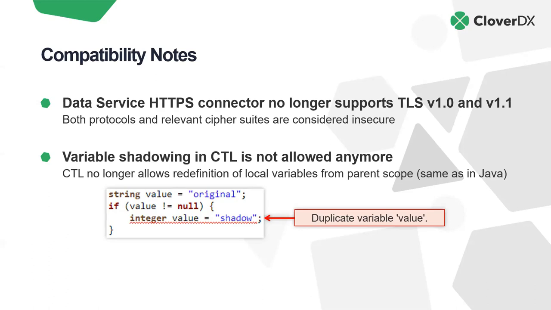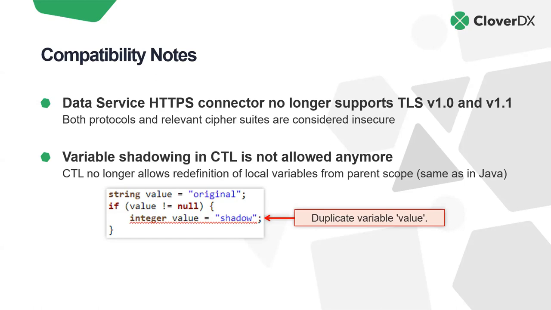Another change in CTL is that we now disallow variable shadowing. This is what you can see over here on the screenshot. Previously, this was valid code where you could create a variable called value in an inner scope, for example, in a function, in a loop, or in a condition, and kind of hide the value that was there before. This is now no longer allowed. This aligns, for example, with how Java does it, right? This is not allowed in Java either. And this is something that helps us improve the performance and quality of the code if you want to generate Java code out of CTL.